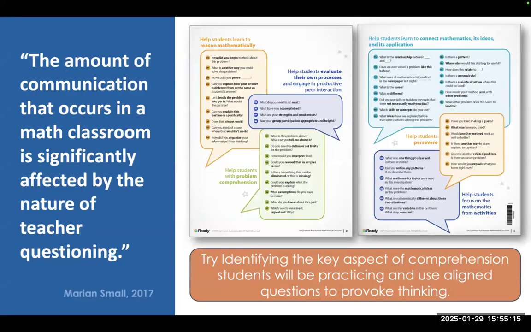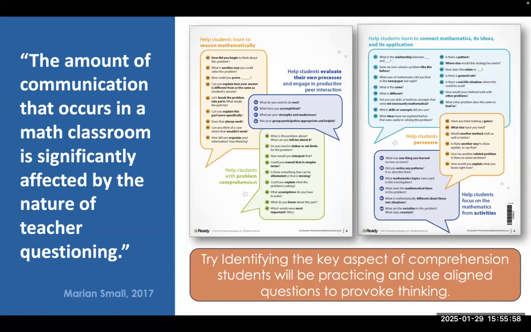The amount of communication that occurs in a math classroom is significantly affected by the nature of teacher questioning. That was stated by Marion Small. And one way that we can do that is by thinking about the specific skills that we want students to be able to practice at different points in our lesson, and design questions that can promote that type of thinking and learning. These are particular discussion prompts that teachers can use to target specific types of thinking.